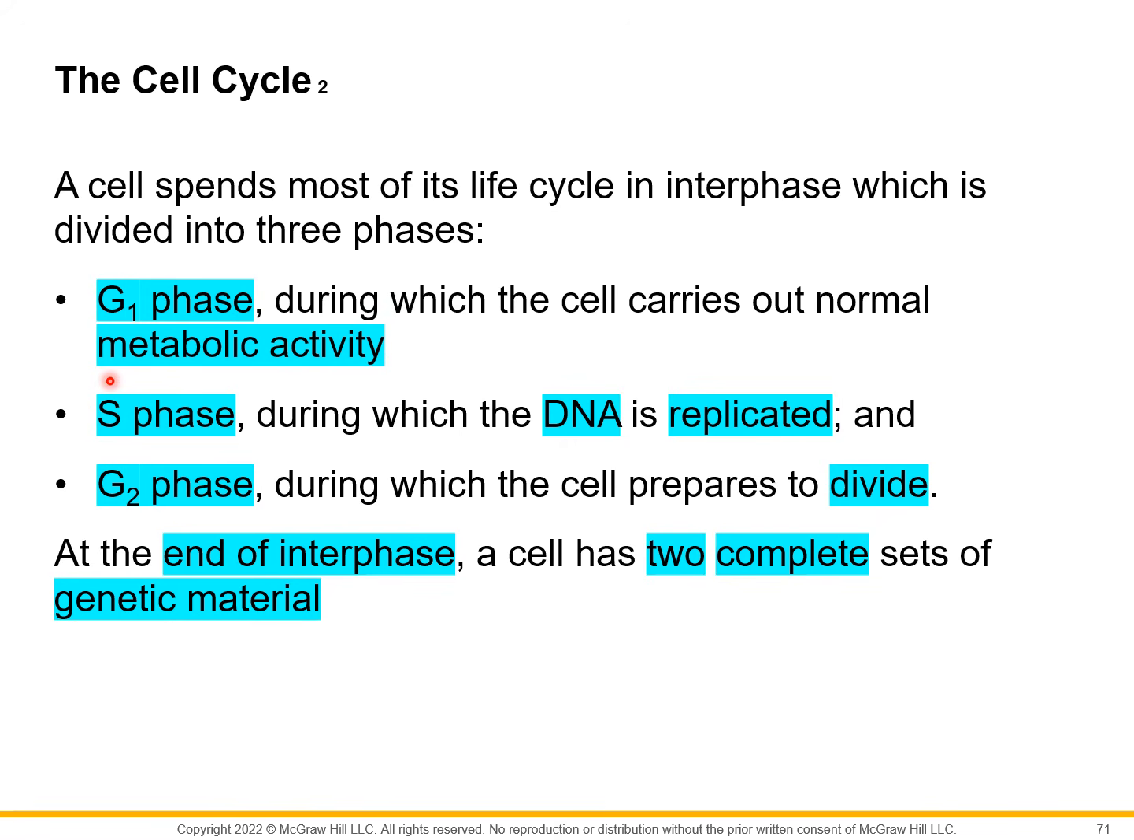So sa S phase, this is when the DNA is replicated. So kumukuha sila or gumagawa na sila ng copy ng original DNA. Next is the G2 phase. This is the time wherein the cell would prepare to divide. Okay, so by the end of the interphase, the cell has two complete sets of genetic material. So dalawang kopya na yung DNA na meron yung original cell, and ready na ito to separate into two different cells.